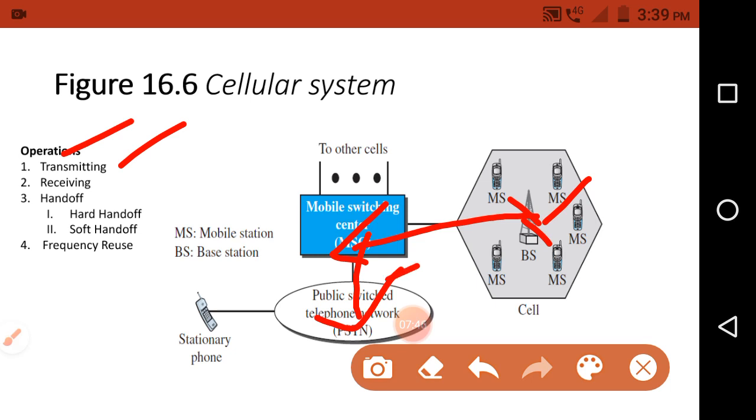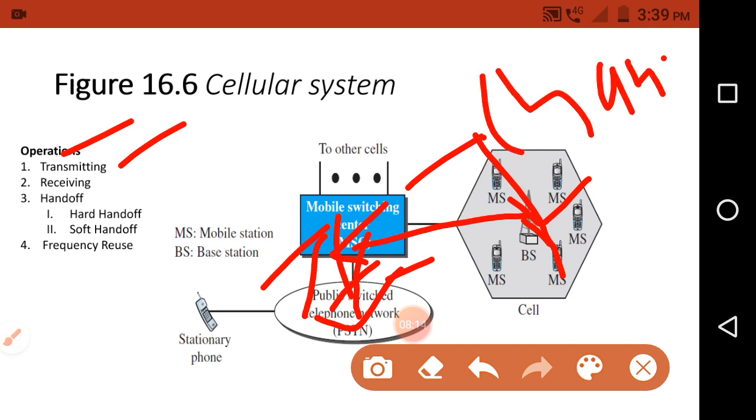Here, if the particular called party is available, the public switched telephone network will make the connection. After making the connection, it sends the result back to the mobile switching center, and the mobile switching center allocates the specific channel to that particular communication. Then the connection will be established. This is what we call transmitting.